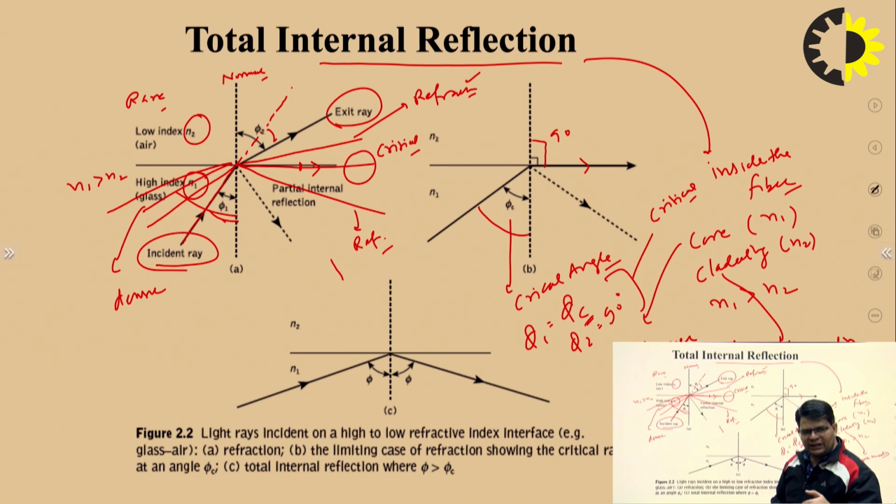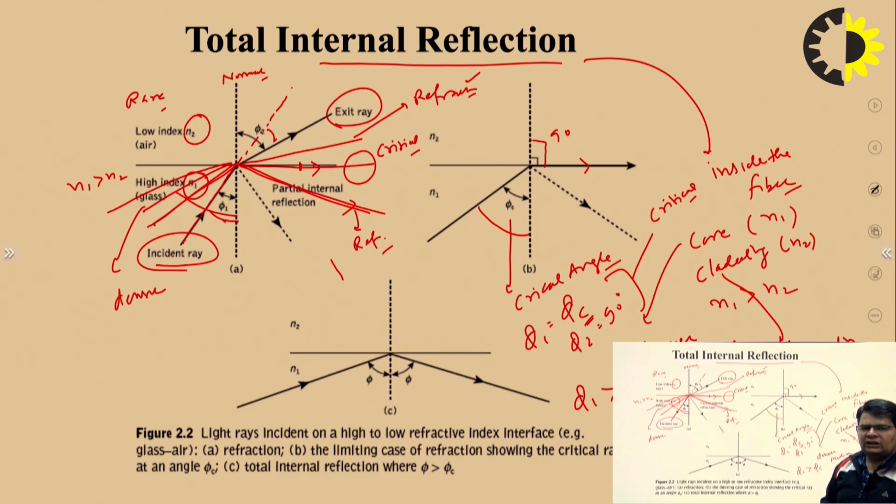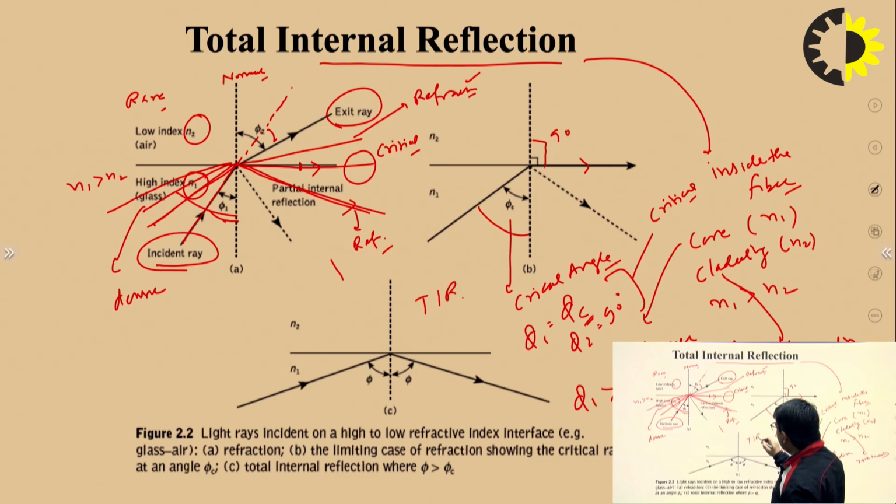If the angle of incidence is greater than the critical angle, that is phi 1 is greater than phi c, then instead of refraction, the incident ray is reflected back into the same medium. That is, both incident ray and exit ray lie in the same medium. So instead of refraction, the ray is totally internally reflected back into the same medium, hence the phenomenon of total internal reflection occurs, which is the basic working principle for the propagation of light inside the optical fiber cable.